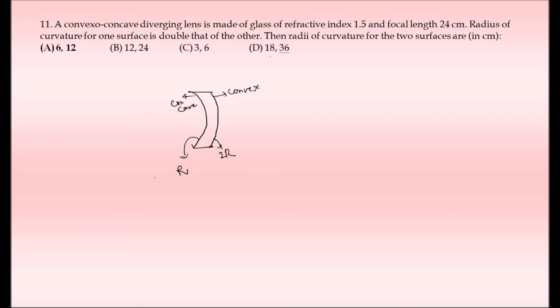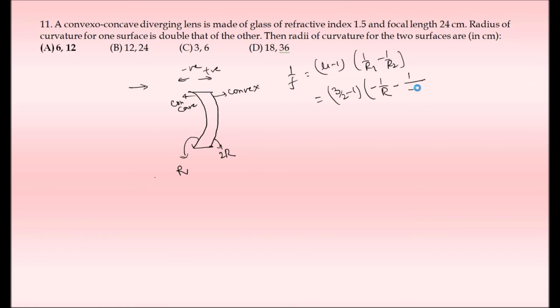Now, if we apply the lens maker's formula, then 1 by f is equal to mu minus 1 into 1 by r1 minus 1 by r2. So mu is equal to 1.5, so we get 3 by 2 minus 1, into 1 by r1. If the light ray is coming in this direction, then this direction will be taken as positive, and this direction as negative. So minus 1 by r minus 1 by 2r. And it's a diverging lens, so the focal length must come with a negative sign. So minus 1 by 24, and this is the important concept.